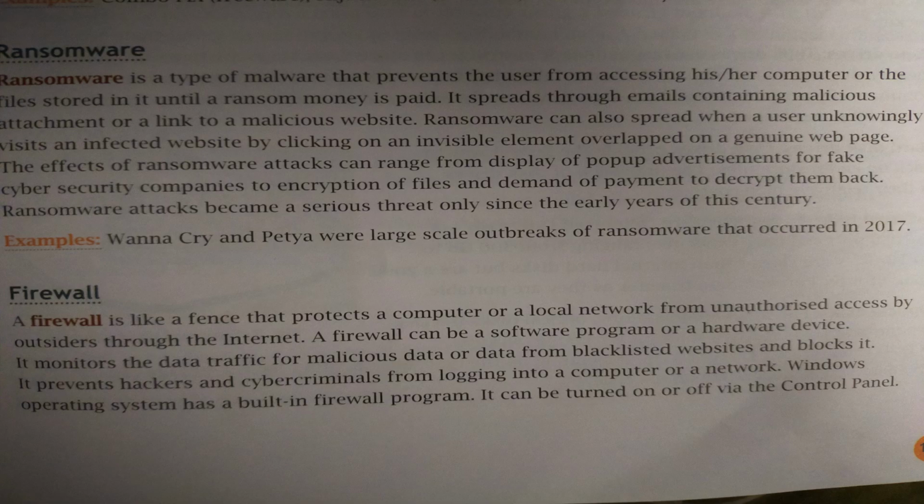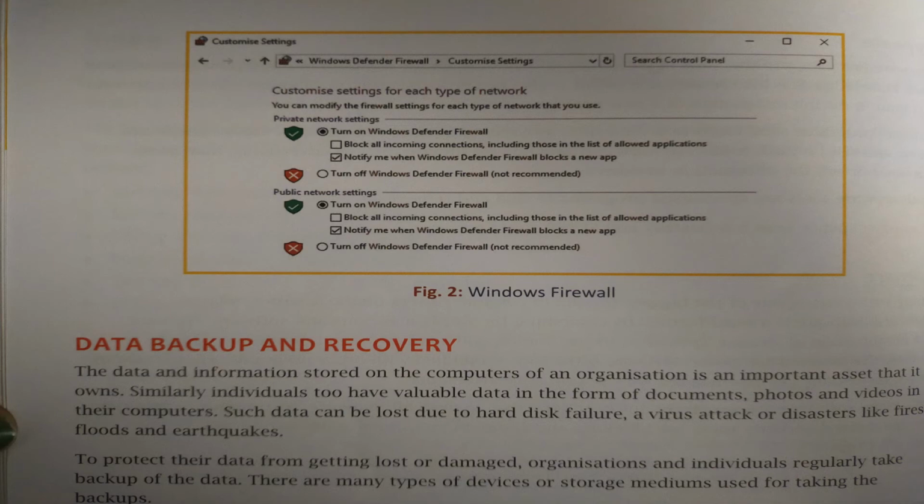Then after, firewall. A firewall is like a fence that protects a computer or local network from unauthorized access by outsiders through the internet. A firewall can be a software program or a hardware device. It monitors the data traffic for malicious data or data from blacklisted websites and blocks it. It prevents hackers and cyber criminals from logging into a computer or network. Windows operating system has a built-in firewall program. It can be turned on or off via the control panel. See here, in a customized setting, we can start or stop the firewall.